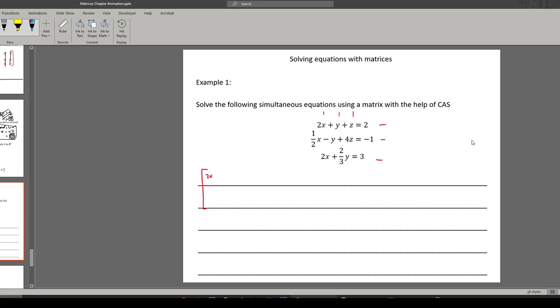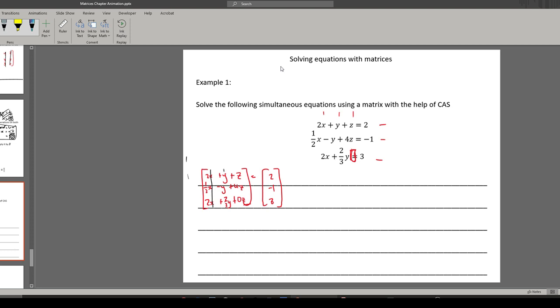We get 2x plus y plus z equals 2, 3. I'll fill those in first. We have half x minus y plus 4z, and we have 2x plus 13y, and there's no z, so we need to add this in. We need all our variables to be in line, so we're just going to call it plus 0z. Plus z.